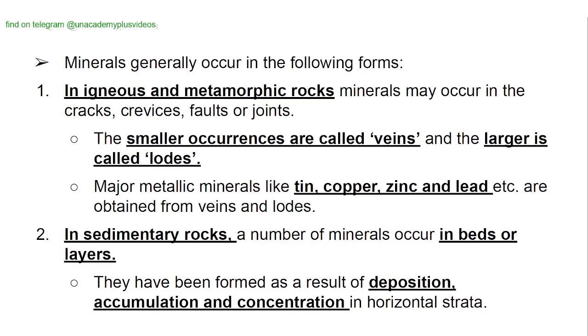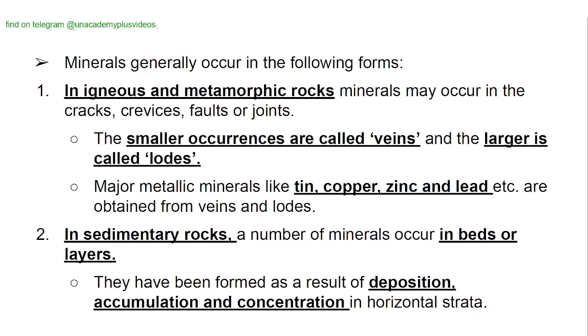Minerals generally occur in the following forms. First form is in igneous and metamorphic rocks, where minerals may occur in the cracks, crevices, faults, or joints. The smaller occurrences are called veins, and the larger are called lodes. Major metallic minerals like tin, copper, zinc, lead, etc. are obtained from the veins and lodes.